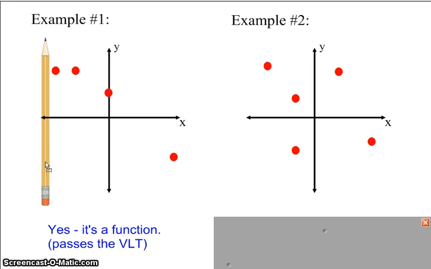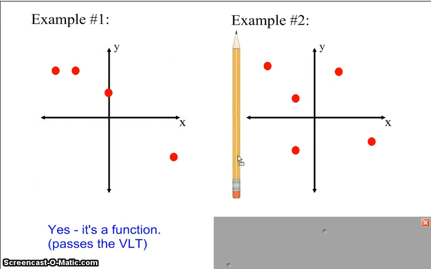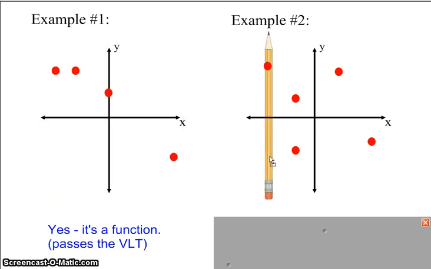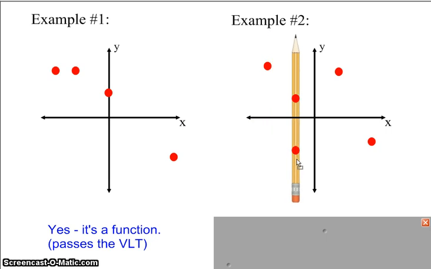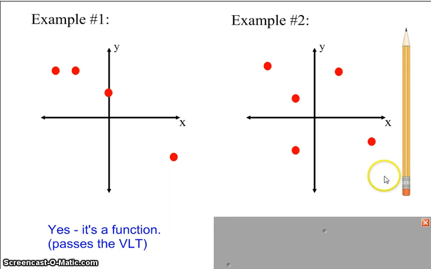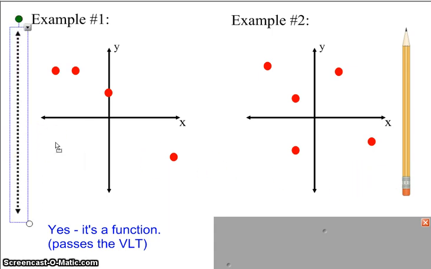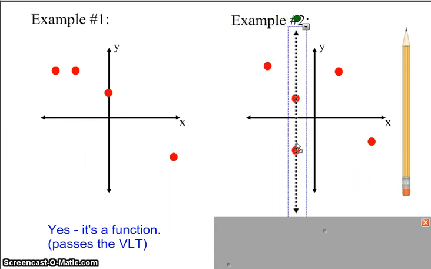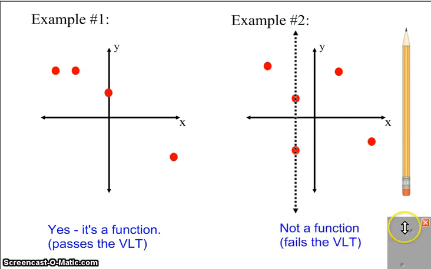Now in example 2, start from the left, touching 1 point, we're good, until we get to here. You can see my pencil is crossing the graph and it's touching 2 of these red points. So that means it fails the vertical line test. When it fails the vertical line test, what you want to do is draw a nice vertical line through it on your graph to show that it fails. Then you say, hey, this isn't a function, it fails the VLT. Right there we can see it.